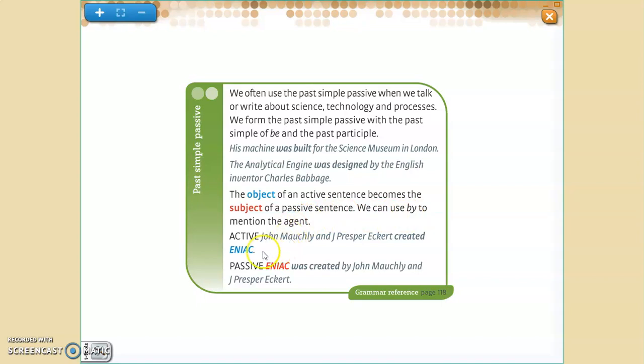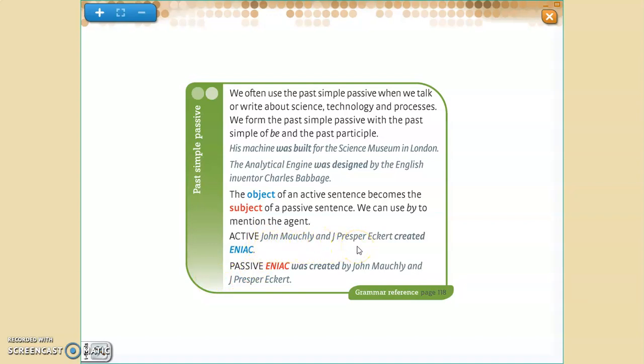For example, in the active, John Muckley and J. Prosper Eckert created ENIAC. ENIAC is one of the first computers back in the 50s or 60s. This is in the active, sorry. In the passive, ENIAC was created by John Muckley and J. Prosper Eckert. Okay, so now you can see that we have a subject.